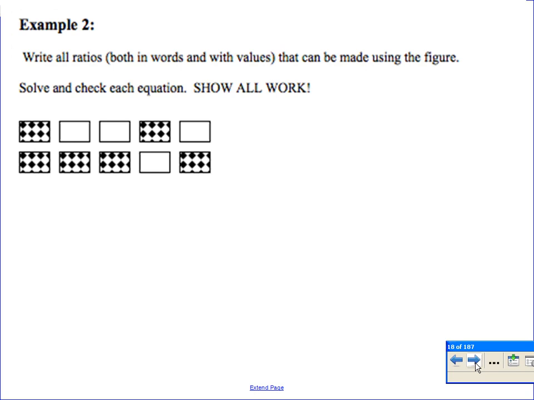Example 2, write all the ratios in words and with values that can be made using the figure. So in an example like 2, this is like an open-ended one. You can choose to compare whatever things you want to compare in whatever order you want to compare them. So can someone give us 2 things that we can compare in example 2? Justin, what's 2 things? White to diamond. Okay, so let's do white to diamond. Okay, who can fill that in for us?